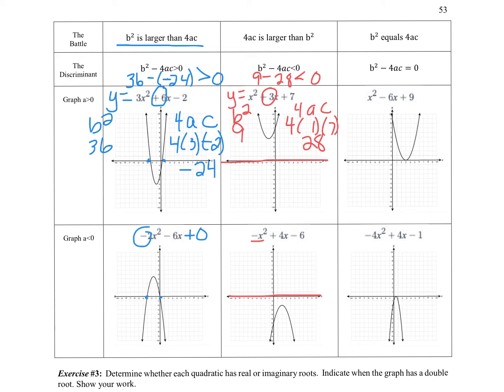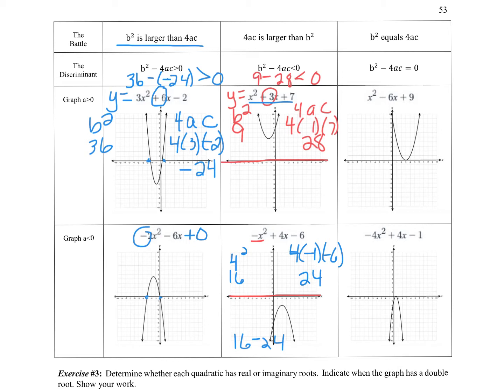At the bottom of the page, I didn't do this one for the first one, but the same thing would be true. I am going to do this one, though. So b squared is 4 squared, which is 16. And 4ac would be negative 4 times negative 1 times negative 6, which is 24. 16 minus 24, that's going to be a negative number. So you can always use a subtraction method. I find when I think about b squared versus 4ac, finding those two values, I can quickly look at a quadratic and know what type of roots it's going to have.